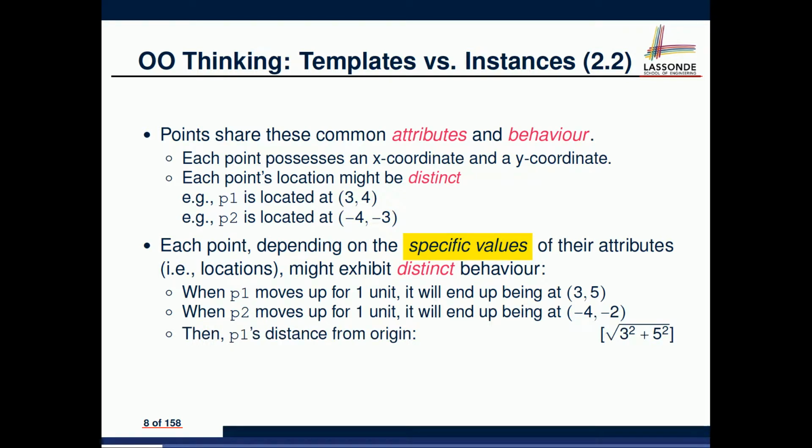What about calculating distances? Let's say you have P1 over here. The distance from P1 to the origin, which has location 0, 0, will be the square root of the sum of the two squares. That's a formula you should be familiar with. To get the distance from P1 to the origin, we apply the formula with 3 and 5. And to calculate the distance of P2 from the origin, we apply the same formula but with different x and y values. You can see the same definition of the behavior, but the consequence you get might be different because the instance-specific values will make it different, in general.